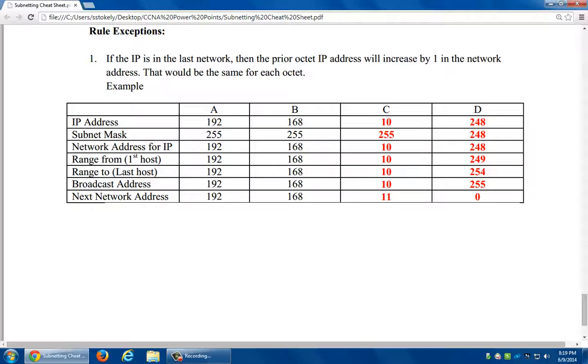And then when we start getting into VLSM here in a little bit, you're going to start with a range. It'll just say 192.168.0.0/24. Then it says subnet this out. You have 5,000 hosts on this one, 4,000 hosts on this router, 3,000 hosts on this router, and 2,000 hosts on this router.